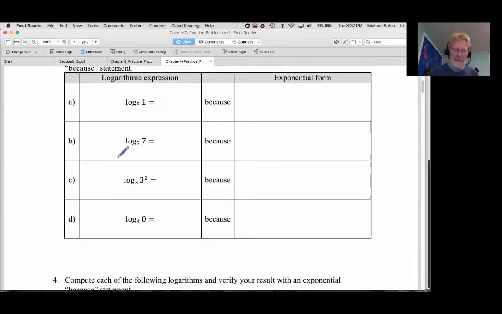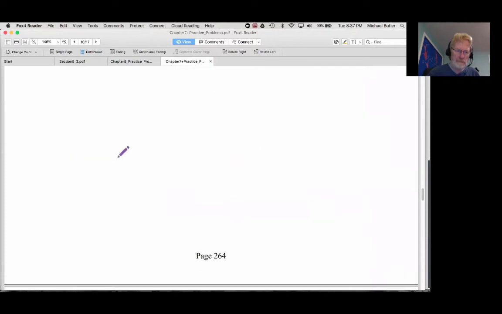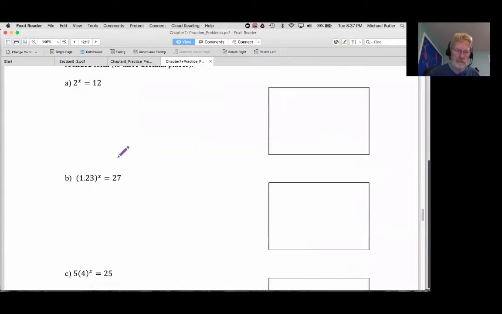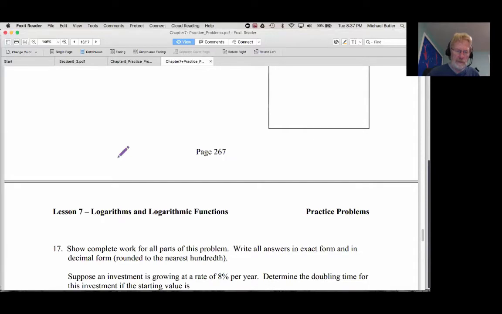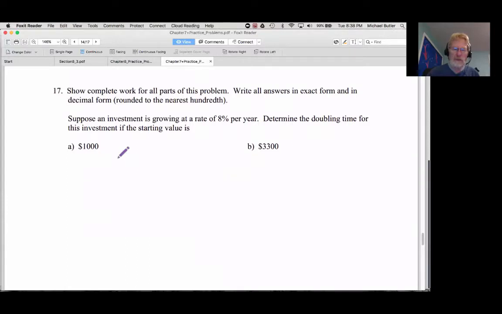All right, so number 17. Okay, here we go. Show all the work for all the parts of this problem, write your answers in exact form, and then round it to the nearest hundredth. So they want us in both, okay? So an investment is growing at a rate of 8% per year. Determine the doubling time for this investment if the starting value is 1,000. Okay, so if the rate is 8%, then what's the growth factor?